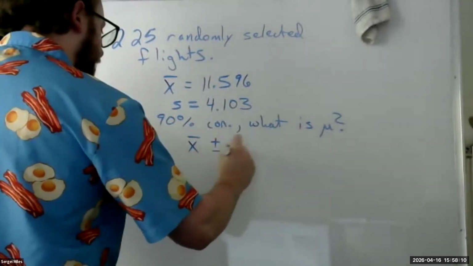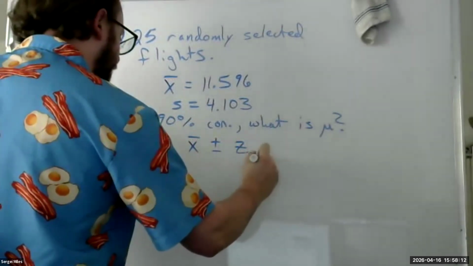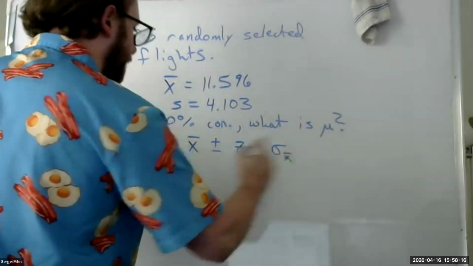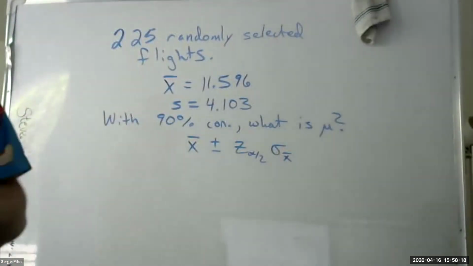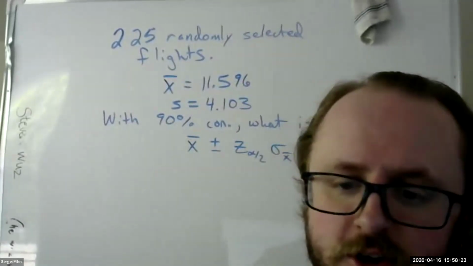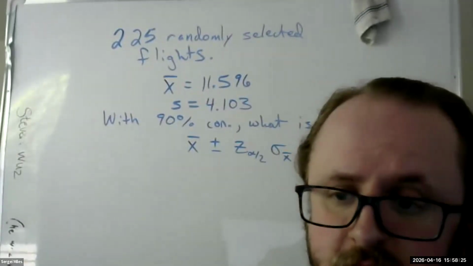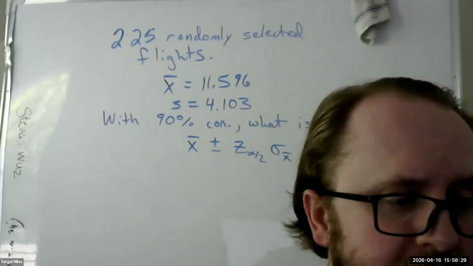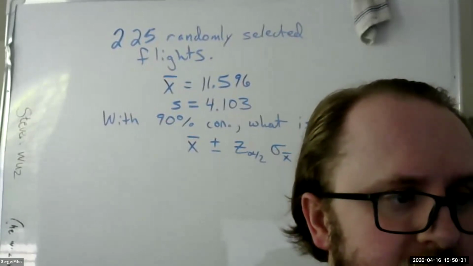X bar plus or minus my Z alpha times the sample distribution standard deviation. Okay. So we go back to that table we were just looking at to try to figure out, well, what Z alpha should I be using? And from that table on page 320, I'll share my screen here again.